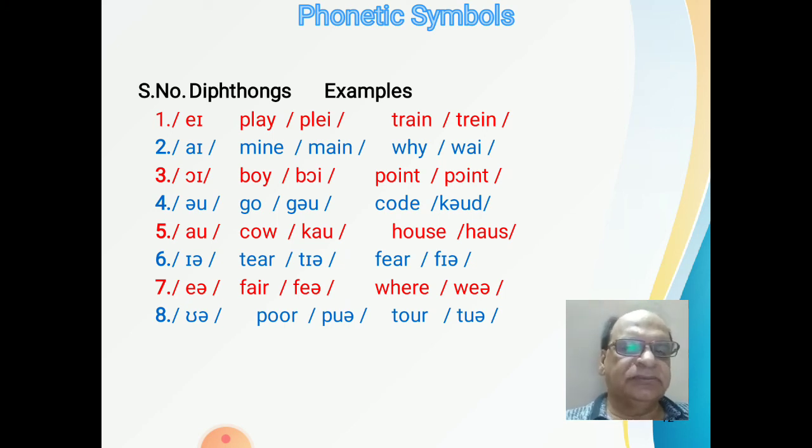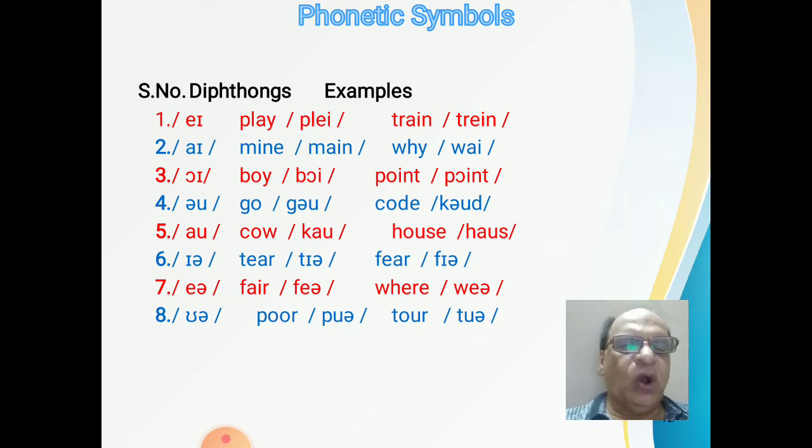Second example, A and E. Mine. M-I-N-E will be pronounced mine. The second example is Y. In the spelling you have H, but there is no H sound in this. W is followed by A and E. Don't say Y, it's Y.